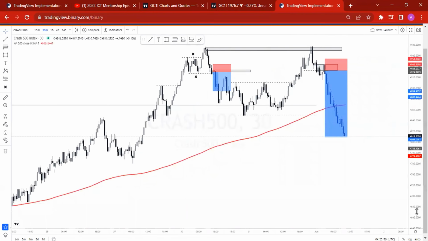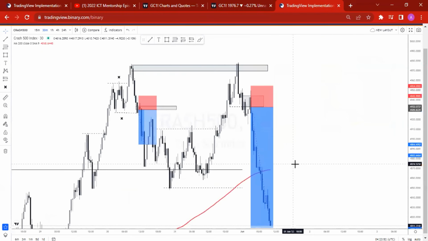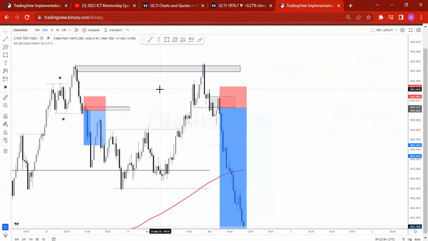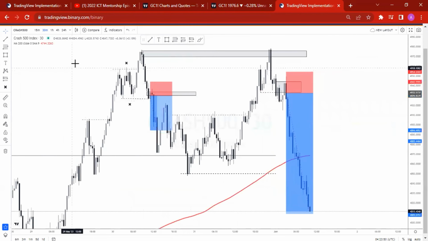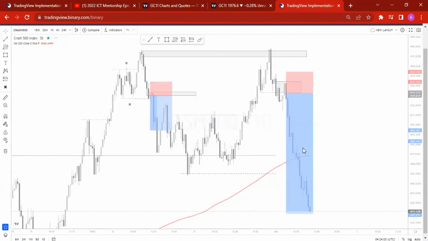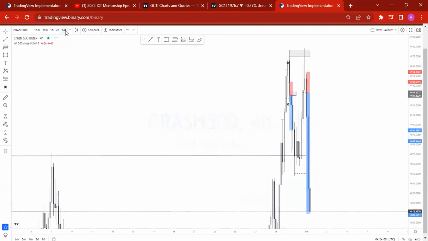All right, so now straight to this. Every entry model here is strictly based on ICT concepts: market structure, imbalance, liquidity, and all those things. So let's start from our H4. Let's see what we are looking for. Actually, let's start from the daily and see what we are dealing with right here.